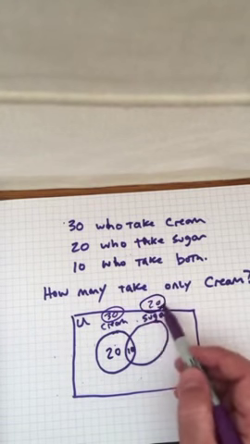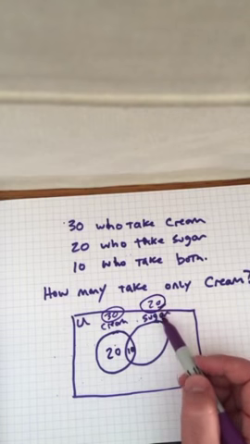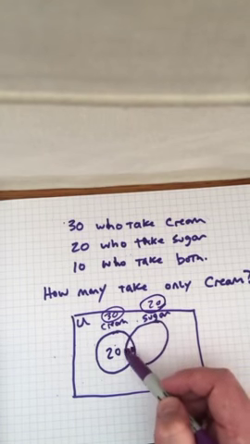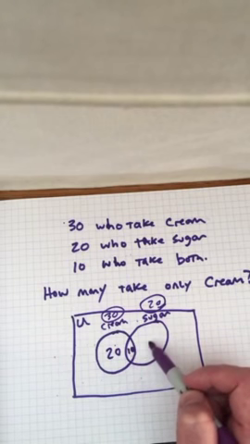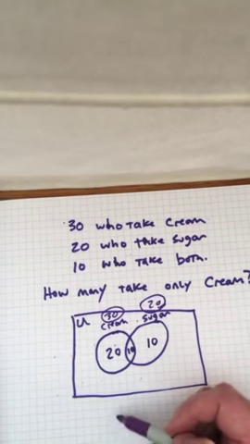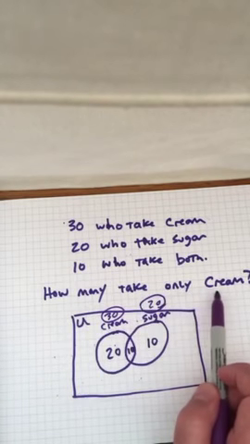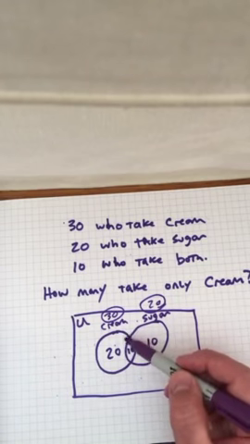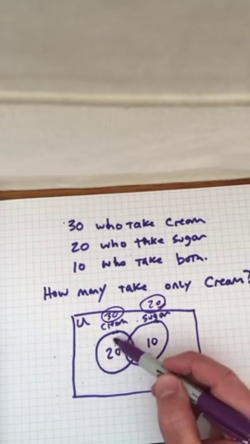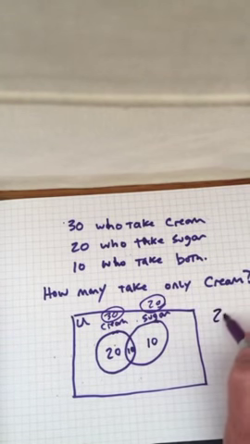Same thing over here for sugar if we wanted to know. We had 20 people who had sugar. These are the people who had sugar. These people got counted in that group, so we better take 20 minus 10, which is 10. So now if we go back to the question, how many only took cream? Well, if you look here, the Venn diagram region that corresponds to that is just these people over here. So that would be 20.